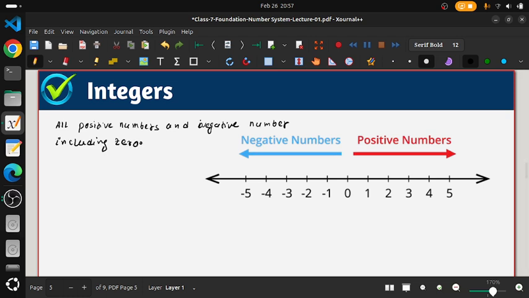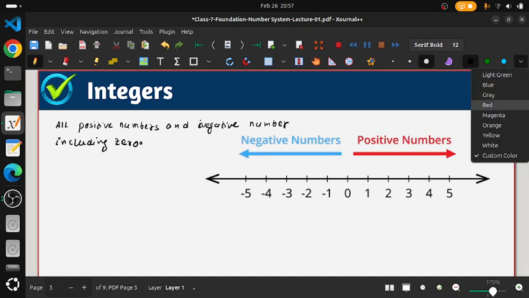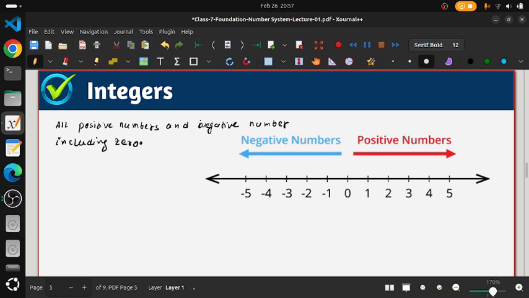That means you see here we have all the positive numbers. Just now we have seen the counting numbers, which we call natural numbers. So here we have all the positive numbers, 1, 2, 3, 4, 5. And there is a 0 also, and you see here -1, -2, -3, -4, -5. These are all our negative numbers.